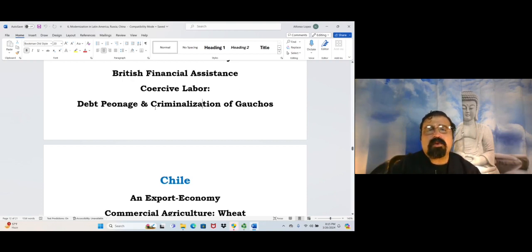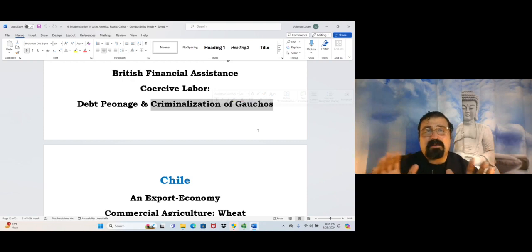The other one was the criminalization of the gauchos. For example, they're going to introduce laws that prohibited people from carrying knives. The gauchos carry knives. They engage in knife fights as well. All of those activities that were known to be traditional for the gauchos are criminalized. So whenever a gaucho was thrown into prison, the only way that gaucho could get out of prison, to be bailed out, was by signing a labor contract to work for a cattle rancher for a wage.